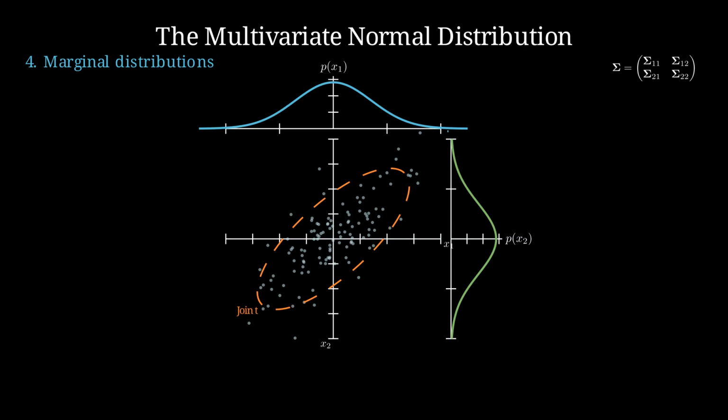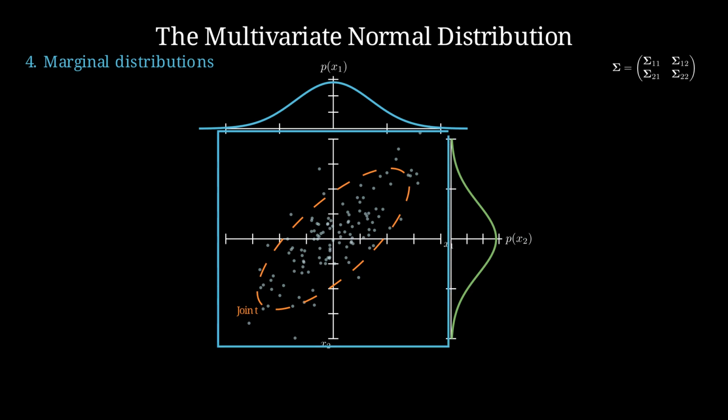In matrix notation, partition the mean and covariance into blocks. If you only care about the first k coordinates, the marginal covariance is simply the top left k by k block of sigma. No integration formula needed, the block itself is the answer. In machine learning, when we observe only part of a Gaussian vector, this block structure tells us exactly how much uncertainty remains in the observed subvector.